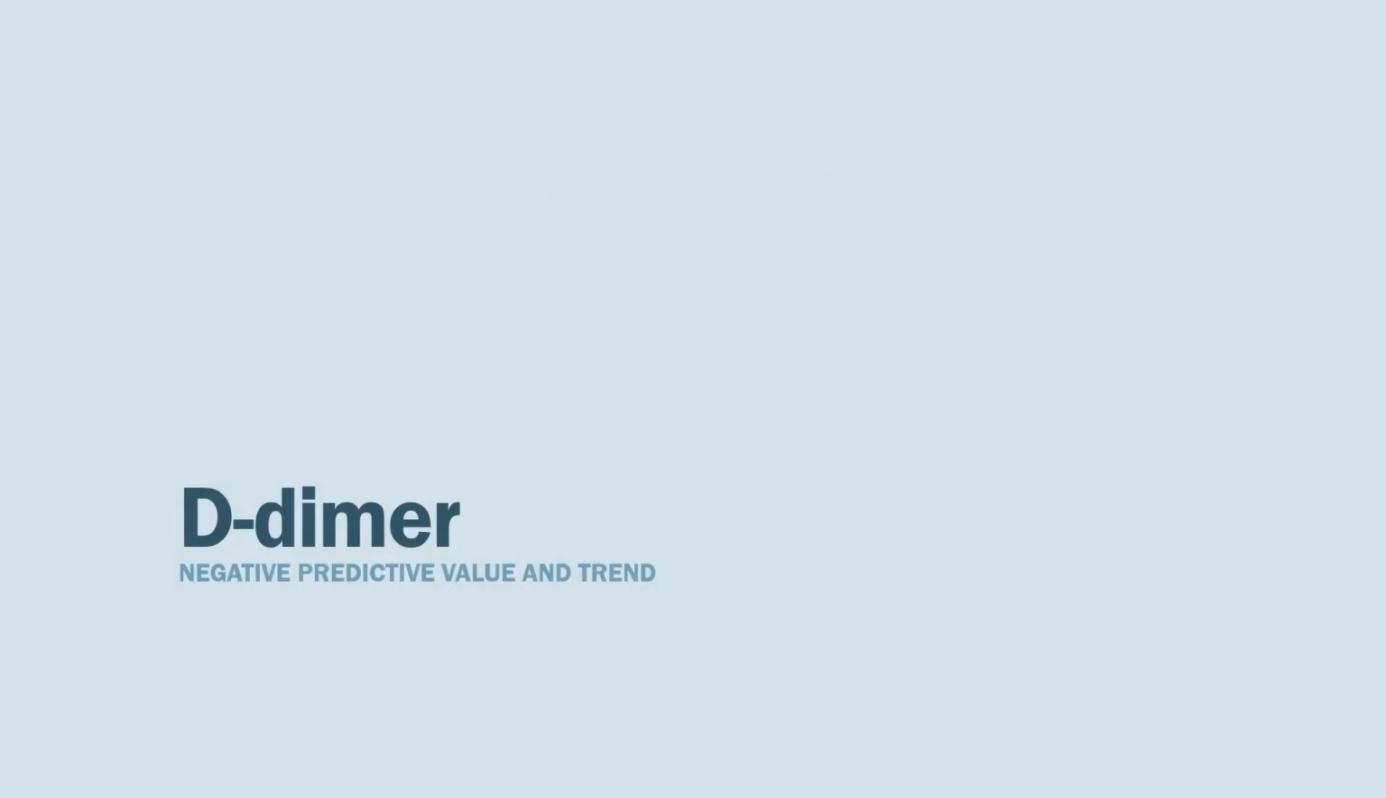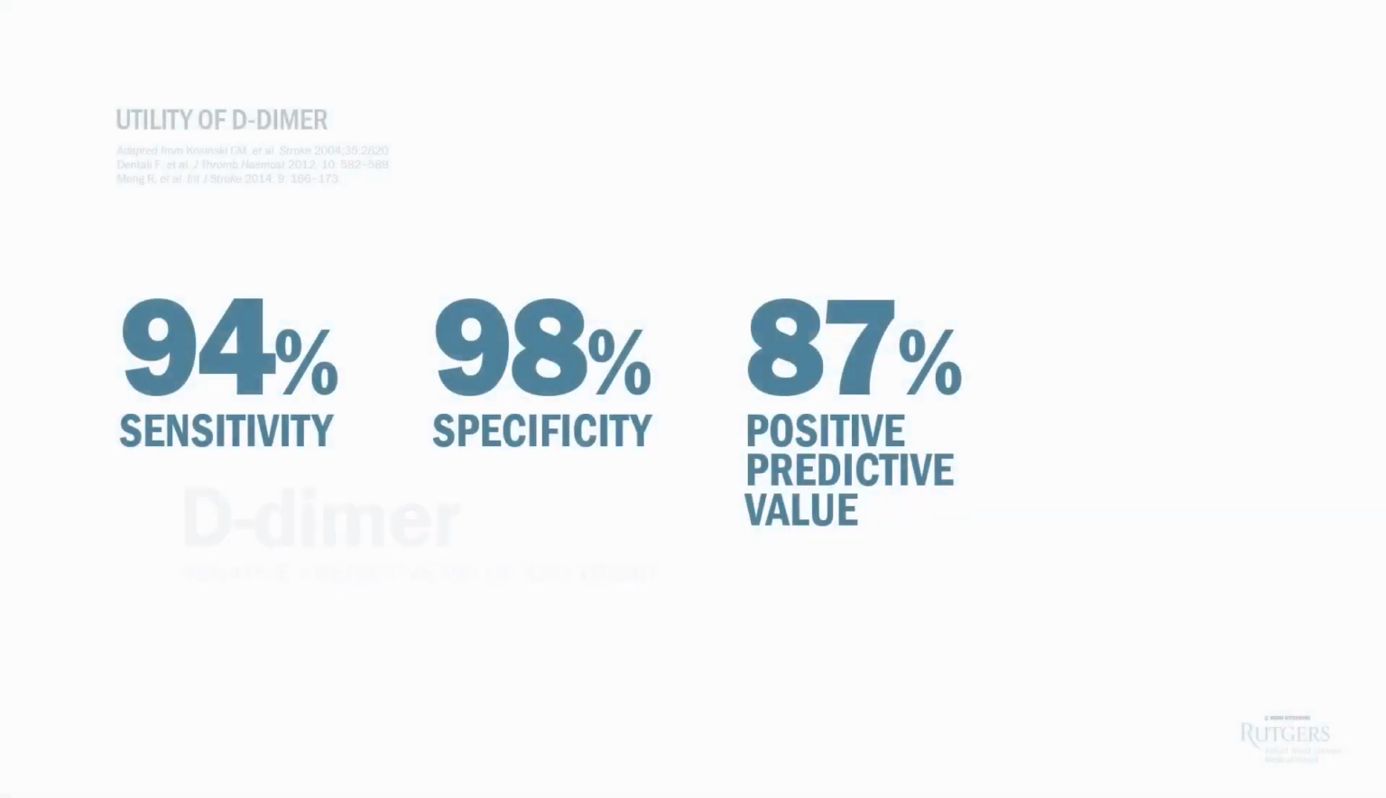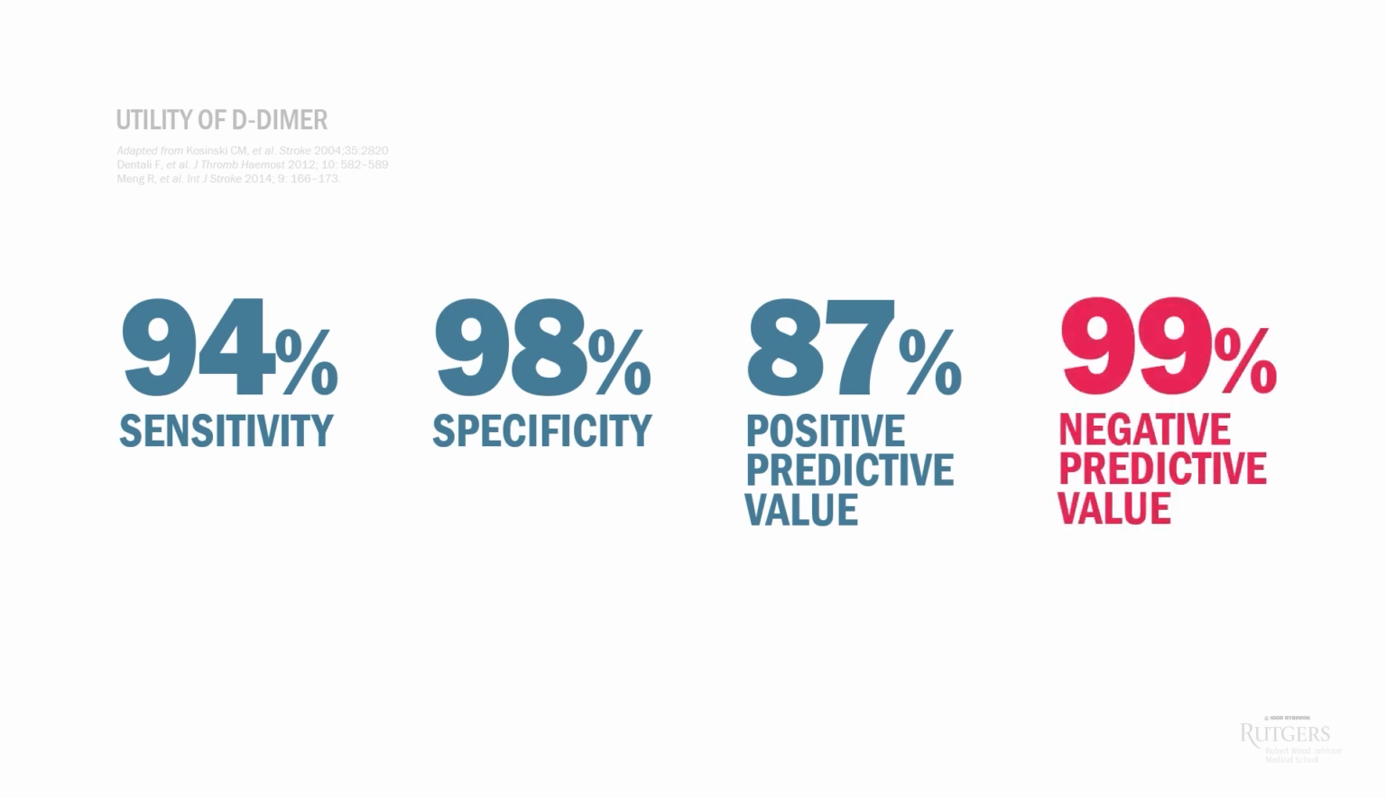There's one more diagnostic test we should discuss, and that is D-dimer. It's a fragment produced by fibrin degradation. Most of the time, D-dimer has excellent sensitivity and specificity, but it really shines with a remarkable negative predictive value, where a D-dimer of less than 210 essentially excludes cerebral venous thrombosis, at least according to Kaczynski.